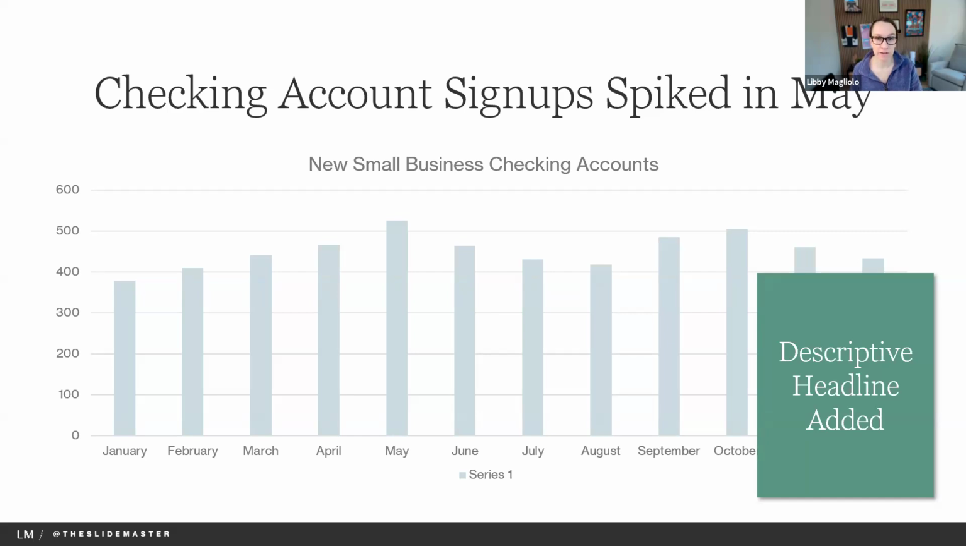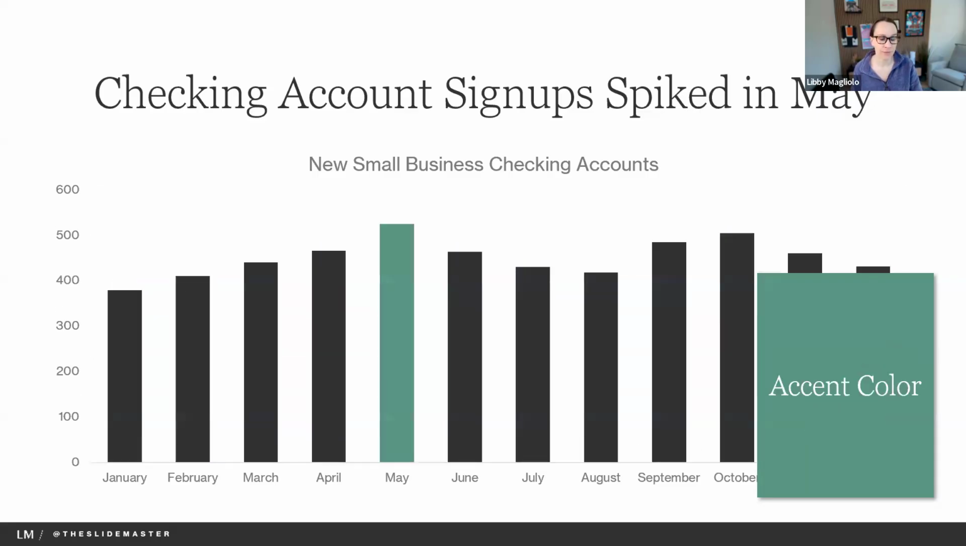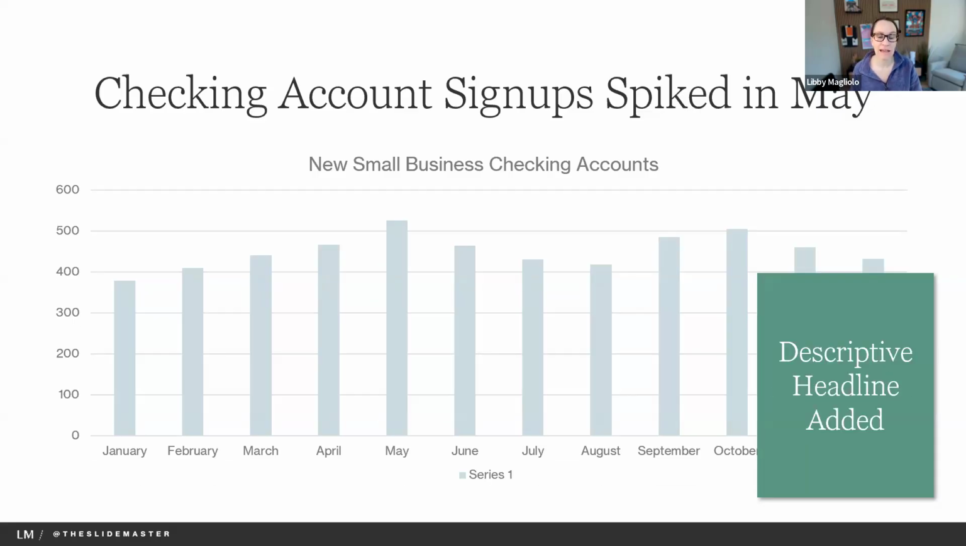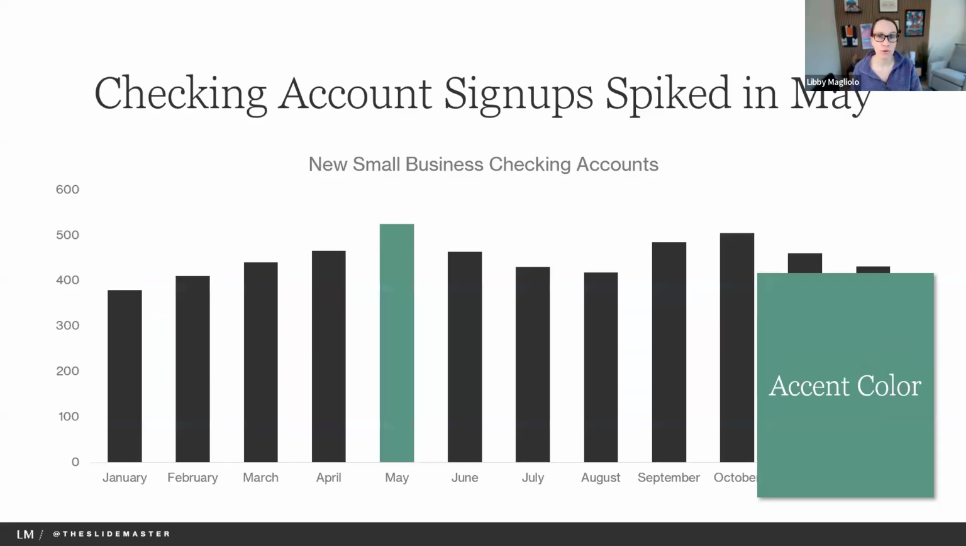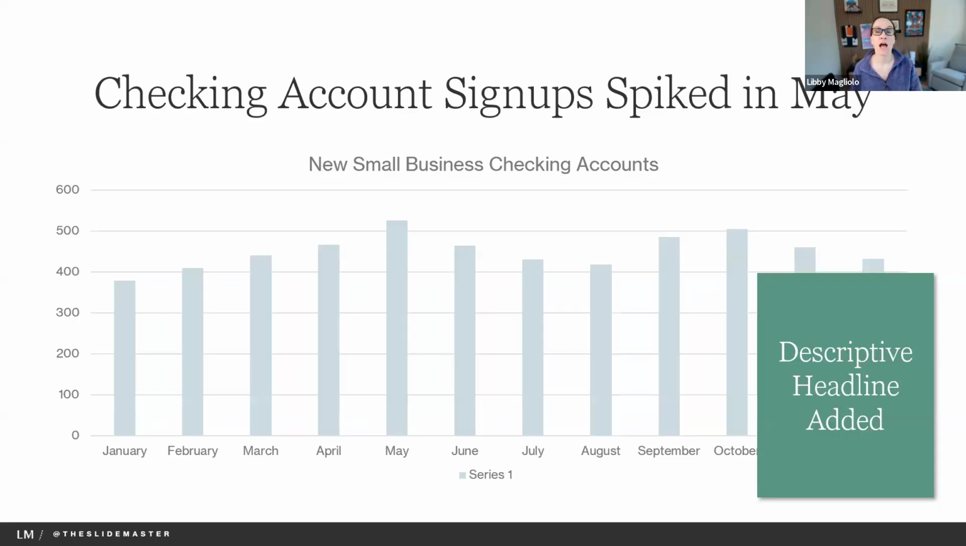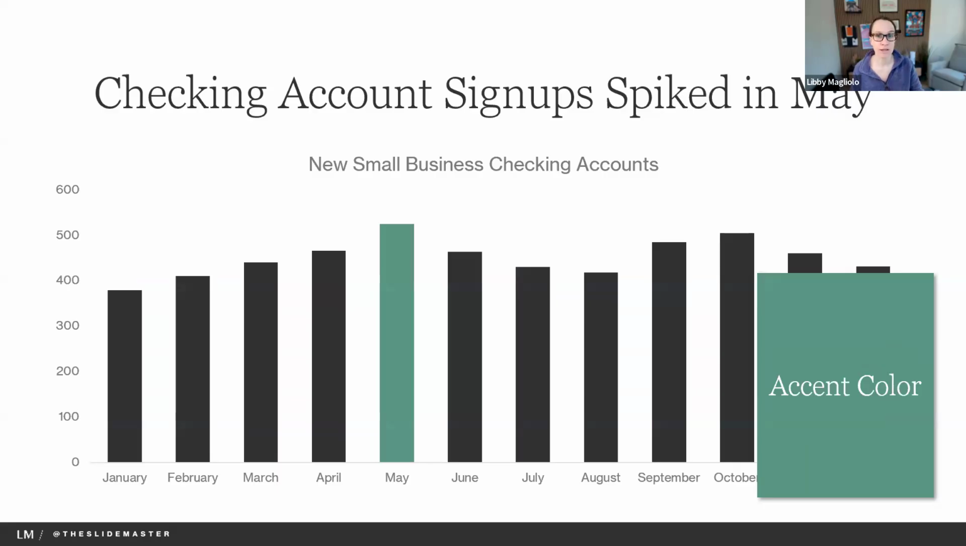So all we did was add a descriptive headline, and automatically our audience is guided through that data a little better. Then I added an accent color. With the accent color, I'm saying, hey, I want you to look right here. I want you to look at May. Everything else is helpful for comparison's sake, but May is what we're concerned about. Color is a great way to direct attention that way. So an accent color is very, very helpful.